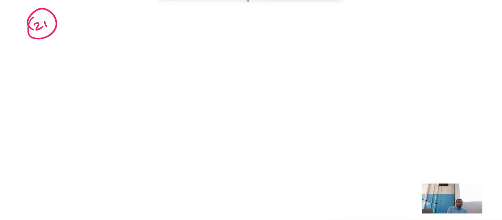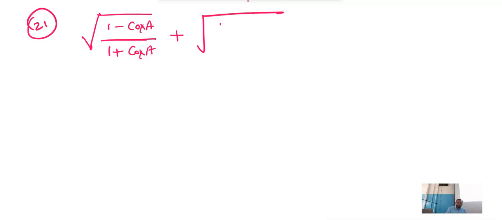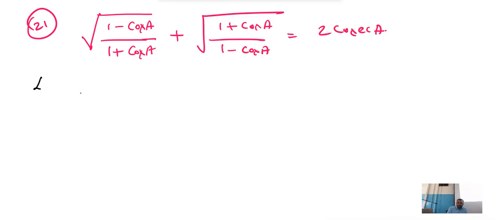Prove that root of (1 minus cos A by 1 plus cos A) plus root of (1 plus cos A by 1 minus cos A) is equal to 2 cosecant A. There we tried for secant, I think, no? One problem right now we have tried, no? Earlier. Secant. You tell me the answer, let's see.